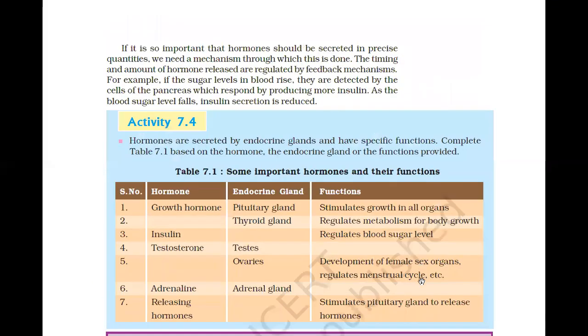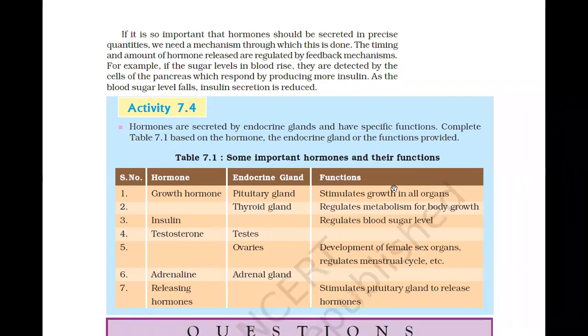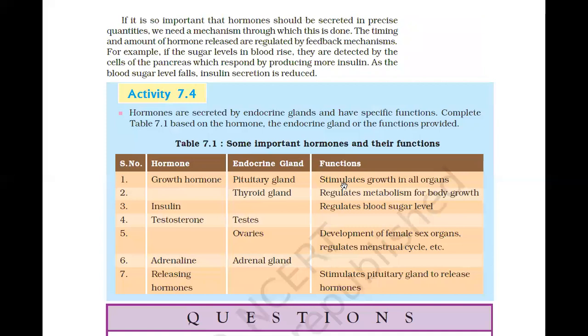If it is so important that hormones should be secreted in precise quantities, we need a mechanism through which this is done. The timing and amount of hormone release are regulated by feedback mechanisms. For example, if the sugar levels in blood rise, they are detected by the cells of the pancreas, which respond by producing more insulin. As the blood sugar level falls, the insulin secretion is reduced.